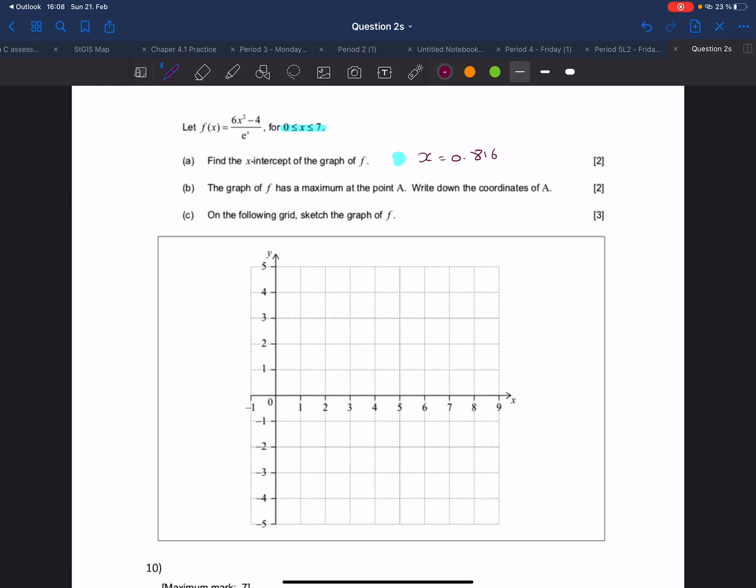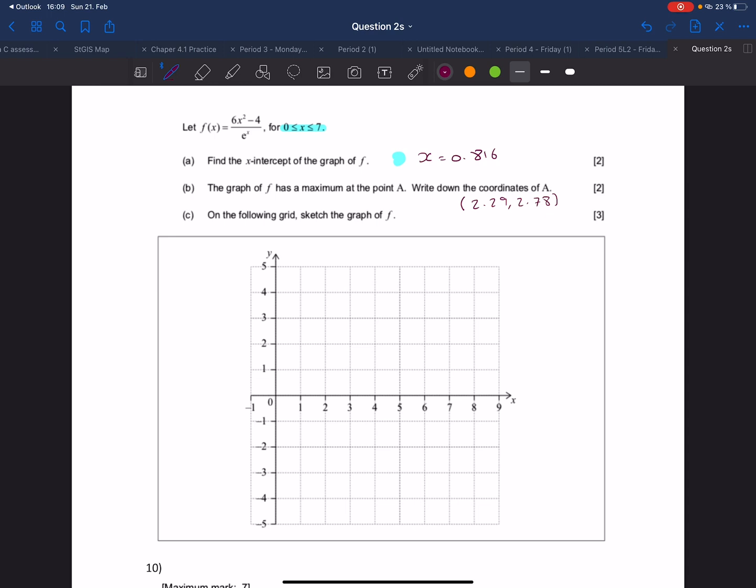I can see that visually on my graph, and I can go to menu, analyze graph, maximum, and again I put in my lower bound just to the left of the maximum point, my upper bound just to the right, and then it tells me that the coordinate for that maximum point is, let me find a good space to write it, 2.29, 2.78. It then asks me to sketch on the grid that graph.